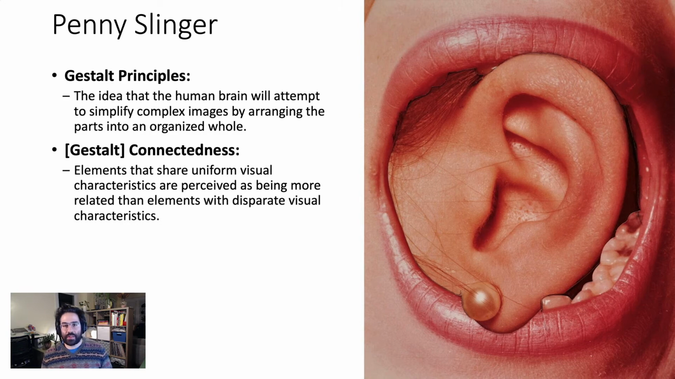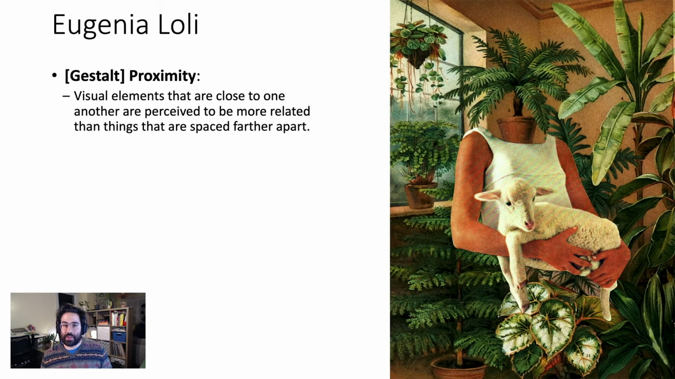We could also look at the artist Eugenia Loli for more Gestalt principles. In this one, we could talk about proximity, where visual elements that are close to one another are perceived to be more related than things that are spaced farther apart. So we have a figure without a head, and because this plant in the background is closer to that headless figure than this one on the side, we get this automatic connection that the plant has sort of replaced the head of the figure, and the same thing with the lower part of the figure.